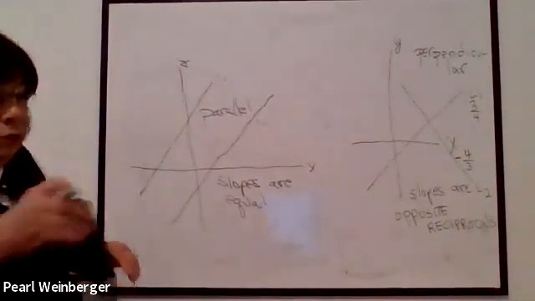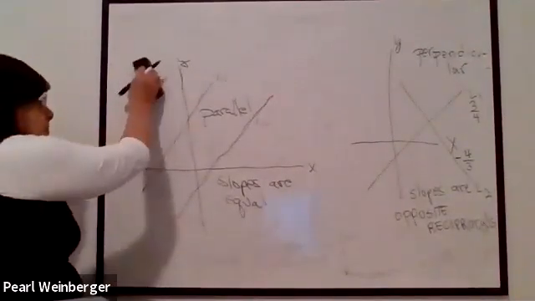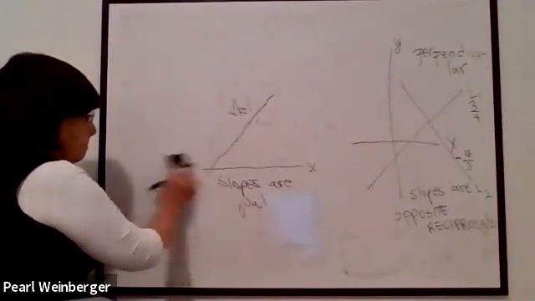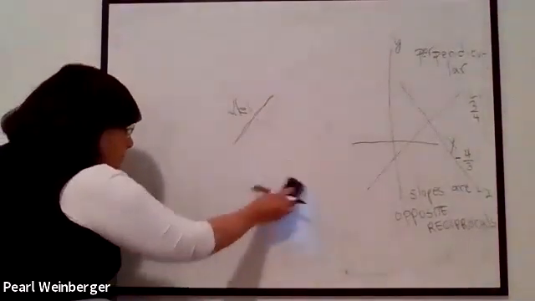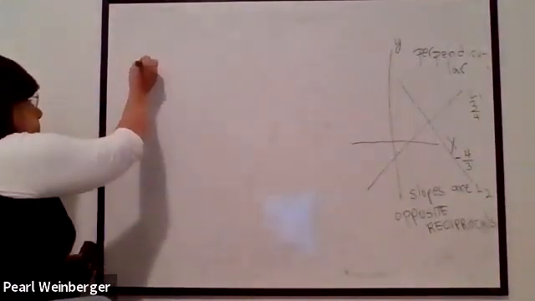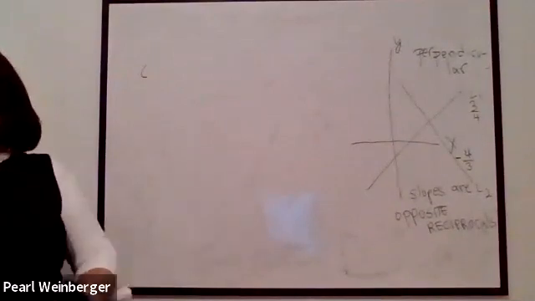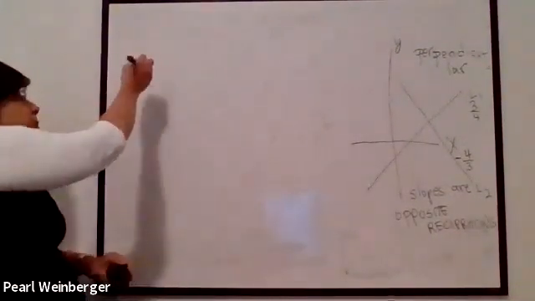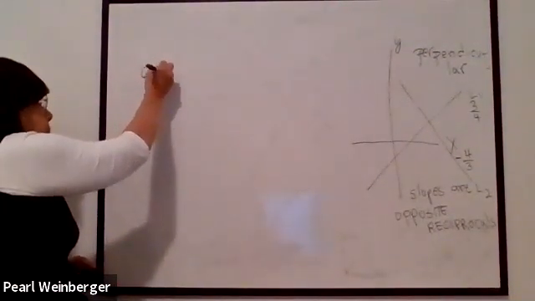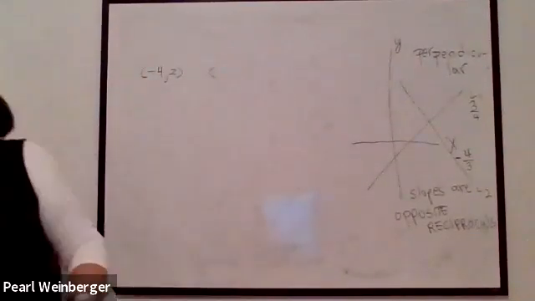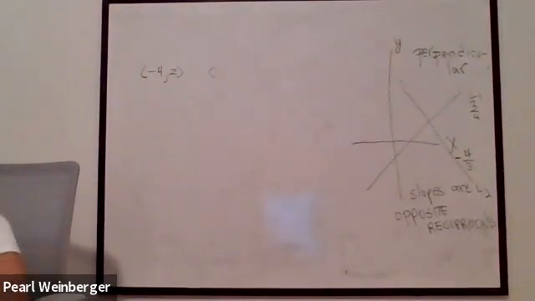So here, I'm going to give you a problem. Here are 2 points. One point is the point -4, 2. And the other point is the point 3, -5.